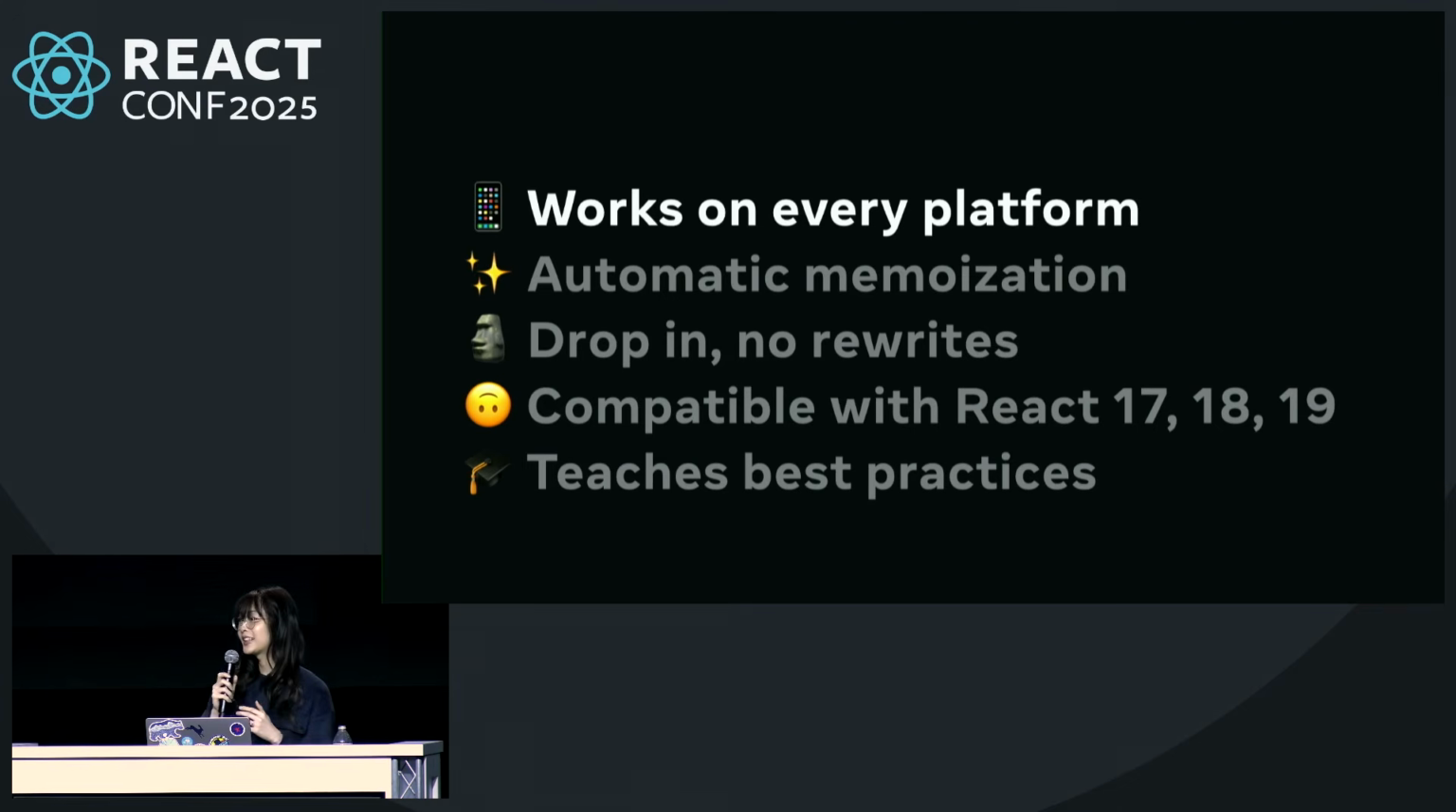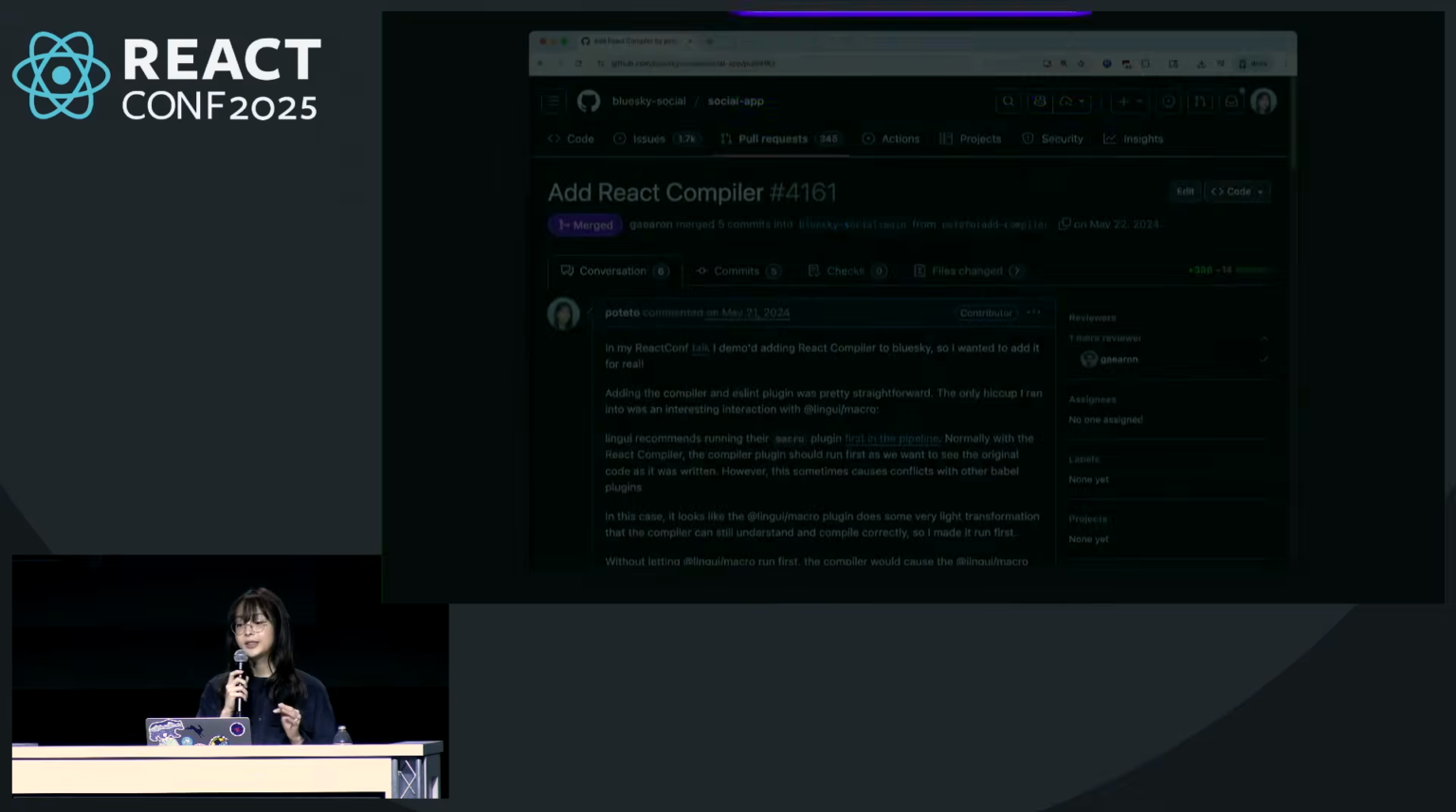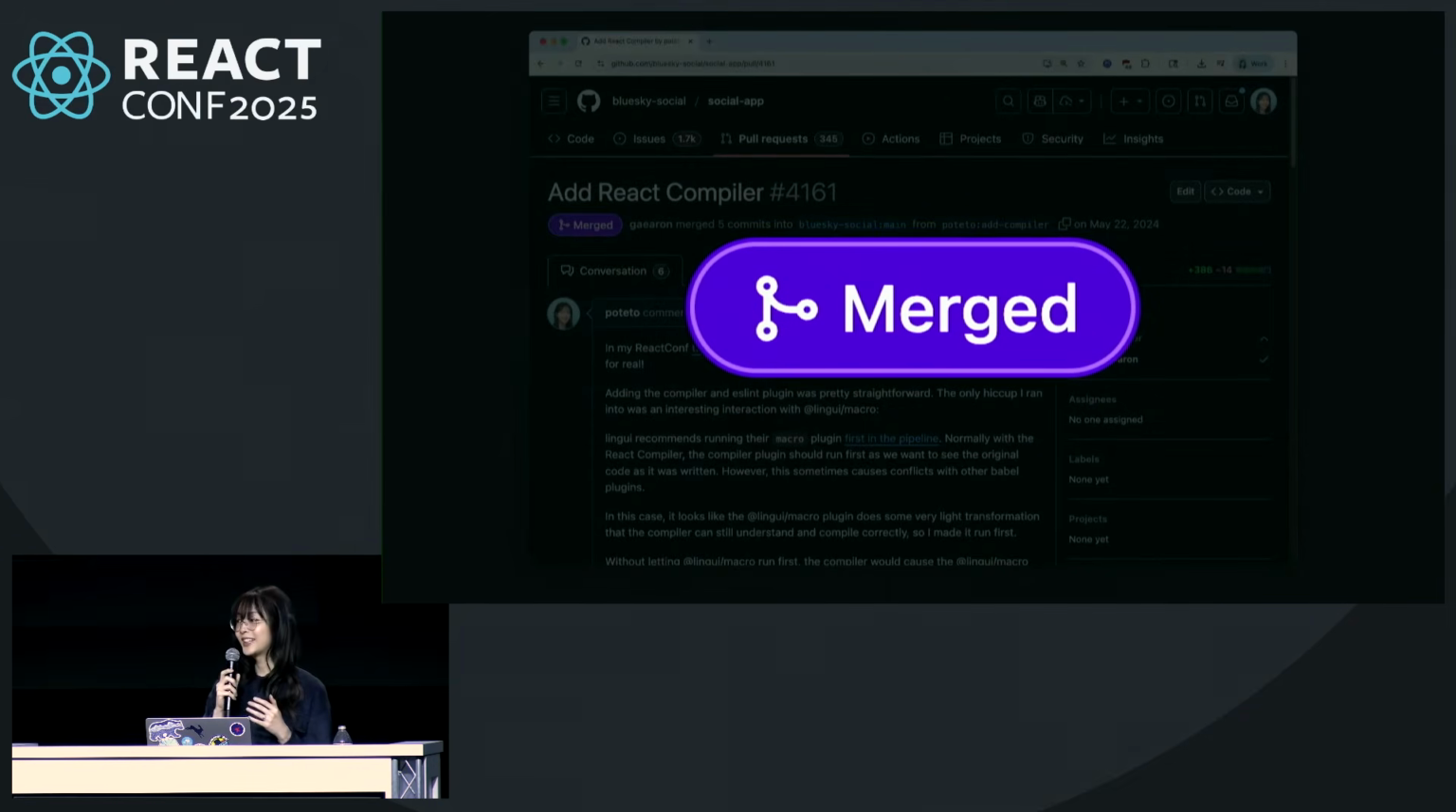So one thing as well I don't think is appreciated enough is that you can use the compiler anywhere where you can use React. So for example, last year at React Conf, I did a live demo of adding the compiler to Bluesky, which is an Expo app. So the same Bluesky product code runs on both web and mobile. And thankfully, after the talk, I submitted a PR to Bluesky, and thankfully, it got merged. Thank you, Dan, for reviewing my code. So Bluesky was actually the first application outside of Meta to use the compiler in production all the way back in May 2024. So they were on the bleeding edge.